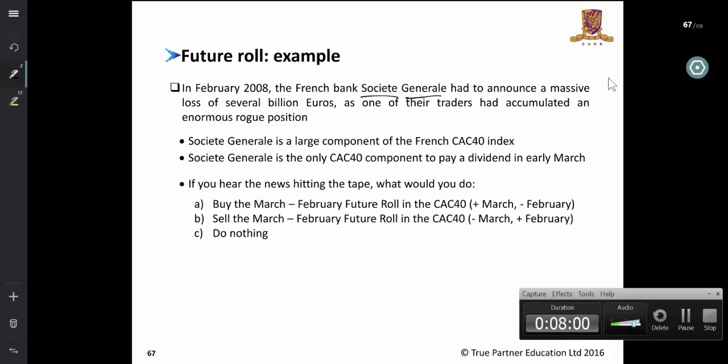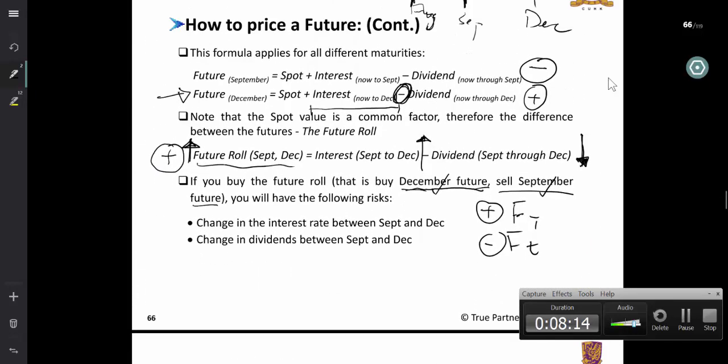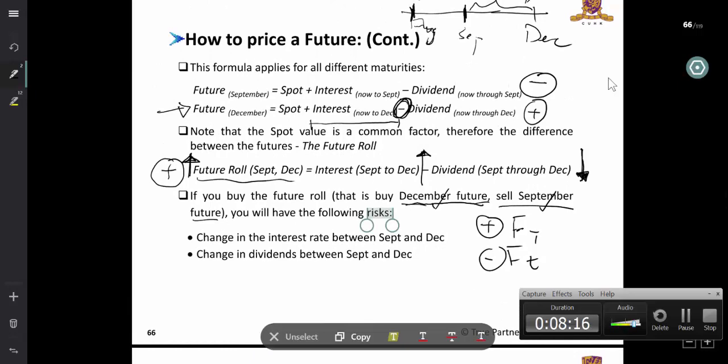So anyway, of course, if SocGen lost so much money, then they wouldn't be able to pay a dividend. That's the whole point. So whatever the market was pricing in before that bad news, it really should make an adjustment. And then it did not. It did not do so.